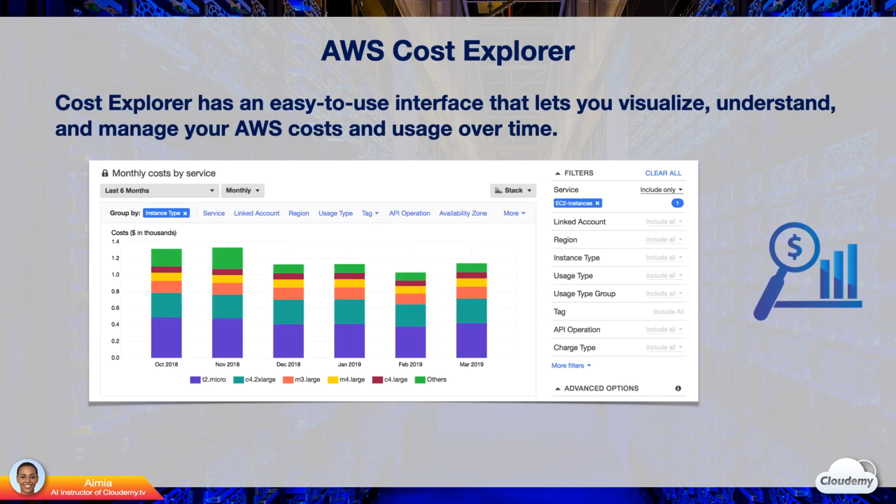AWS Cost Explorer has an easy-to-use interface that lets you visualize, understand, and manage your AWS costs and usage over time. You can analyze usage data at a high level. For example, you can analyze total costs and usage across all accounts, identify trends, pinpoint cost drivers, and detect anomalies. Cost Explorer helps you visualize, understand, and manage your AWS costs and usage over a daily or monthly granularity. You can also access your data with further granularity by enabling hourly and resource level granularity.